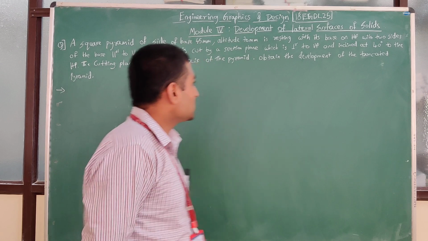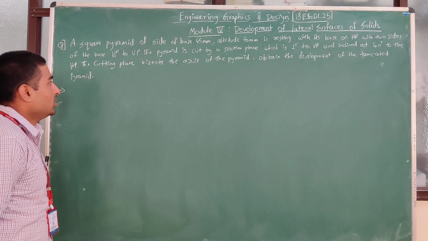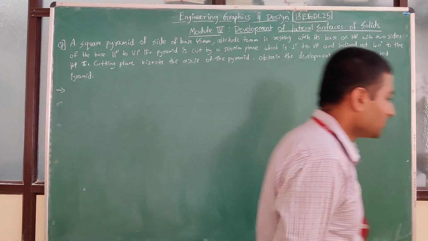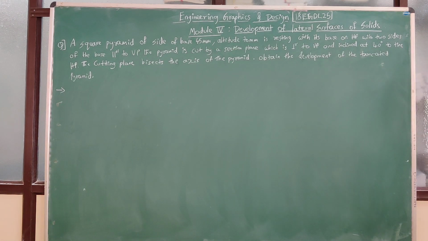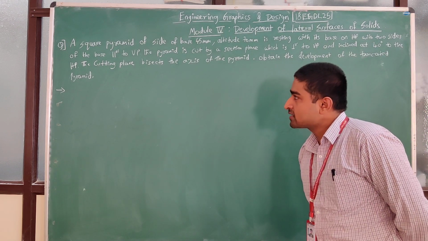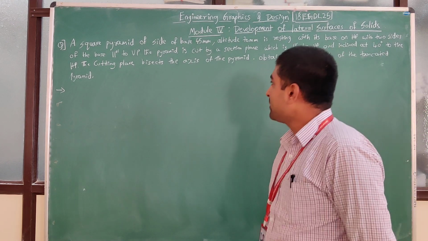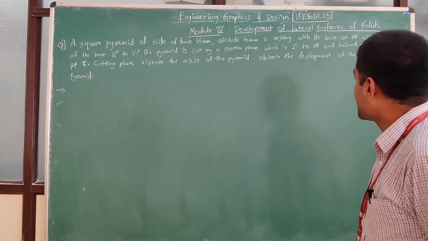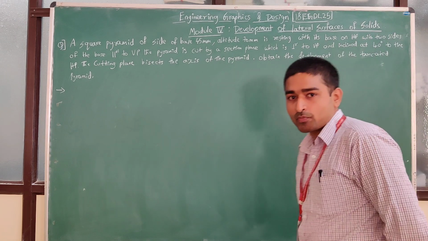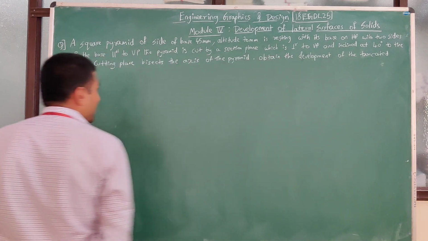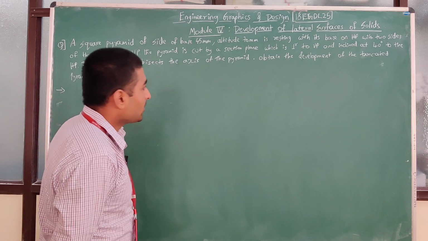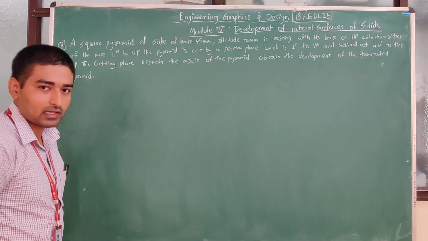So today's question: a square pyramid of side of base 45 mm, altitude 70 mm, is resting with its base on HP with two sides of the base parallel to VP. The pyramid is cut by a section plane which is perpendicular to VP and inclined at 40 degrees to the HP. The cutting plane bisects the axis of the pyramid. Obtain the development of the truncated pyramid, they have said.